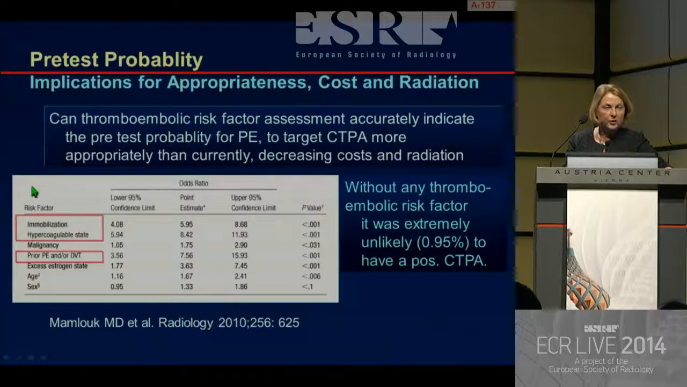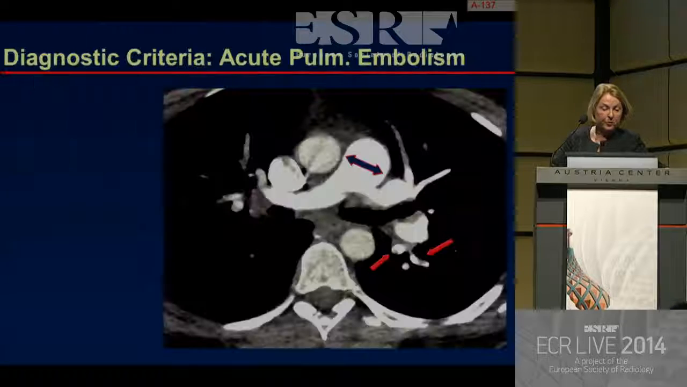And they looked not at the classic factors, for example, in the Wells score. They looked at immobilization, hypercoagulable state, and prior PE and/or DVT, and these were the most important factors. And they actually find in a quite large group of patients that without any of these thromboembolic risk factors, it was extremely unlikely that the patient would have a positive CTPA. So it is actually a way that we have to consider a more close collaboration with the clinicians in terms of the referral criteria for CTPA.